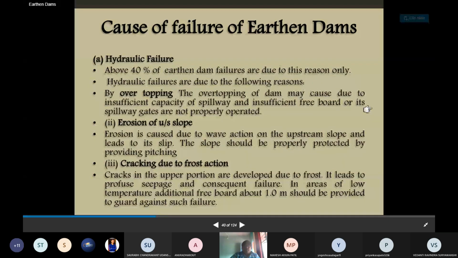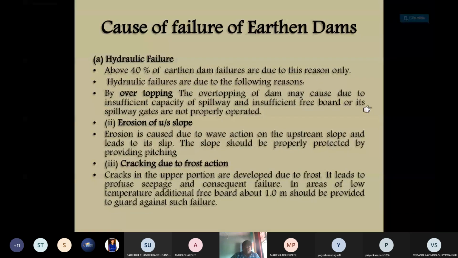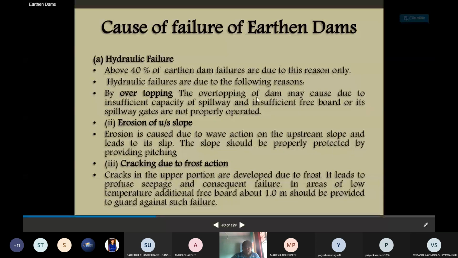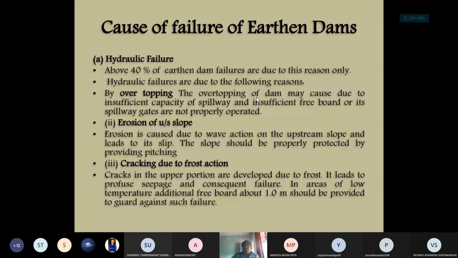Now, hydraulic failure. 40% of earthen dams fail due to this reason, because of overtopping. Overtopping of the dam may be caused by insufficient spillway capacity. If you look at the section of the dam, there are two parts: the overflow section of the dam and the non-overflow section of the dam. And always we are providing access, that is, safety of the dam.